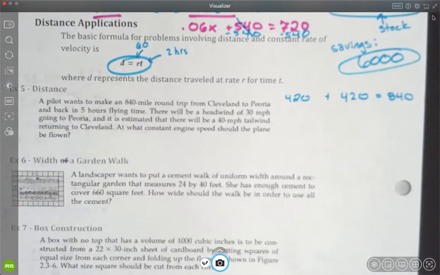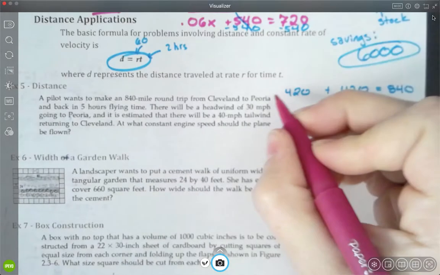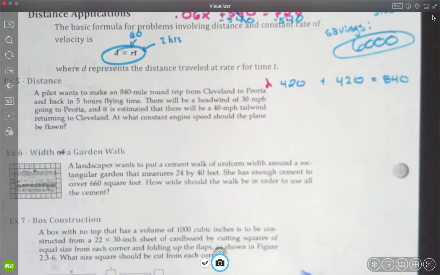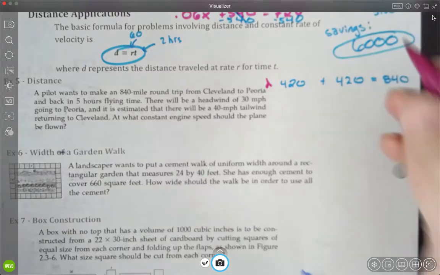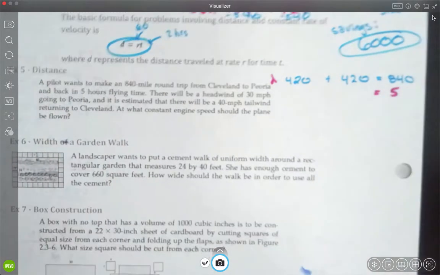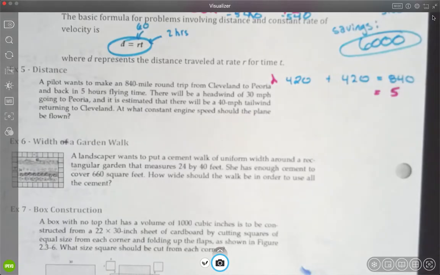All right, so 420, 420, 840. This is talking about distance, right? Now, they're going to give us some time. Cleveland to Peoria and back was a 5-hour flying time. Does it necessarily mean that it was 2.5 hours going and 2.5 hours coming back? No, we just talked about that. Going there, you could go faster, and coming back, you could go slower, or vice versa.